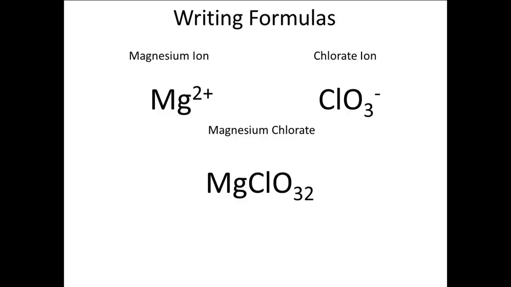MgClO32, we might get the impression that we have 32 oxygen atoms and one chlorine atom, which is not what we had in mind. To clear up this potential problem, we place the polyatomic ion in parentheses and place a subscript telling how many we have after the closing parenthesis. Like this, Mg, parenthesis, ClO3, close parenthesis, 2.